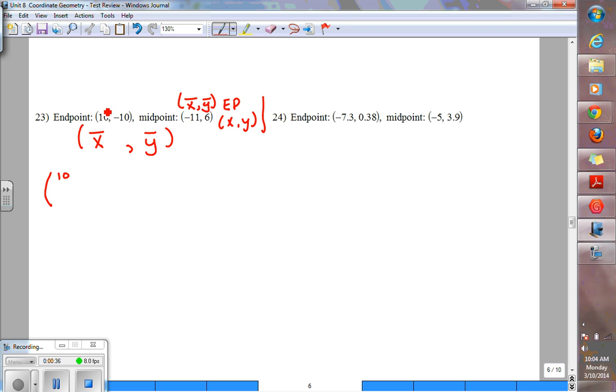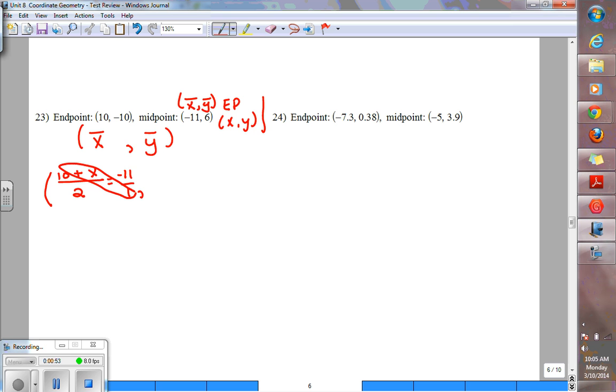So positive 10 and x is our other x value. Average them, so we add them together and divide by 2. And we got x bar, which is negative 11. Negative 11 is a whole number, so I'm going to put it over 1.